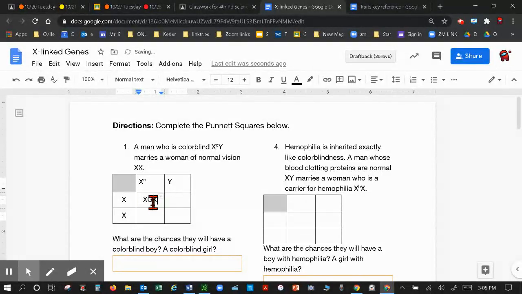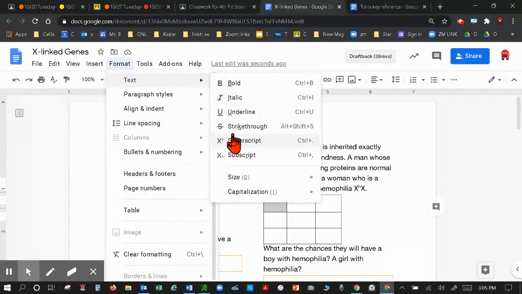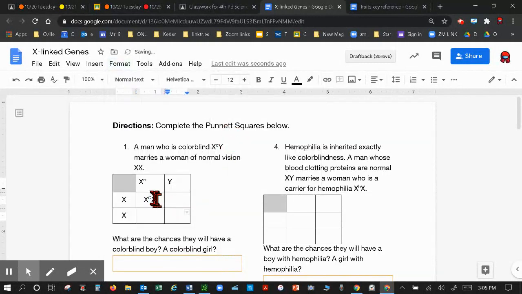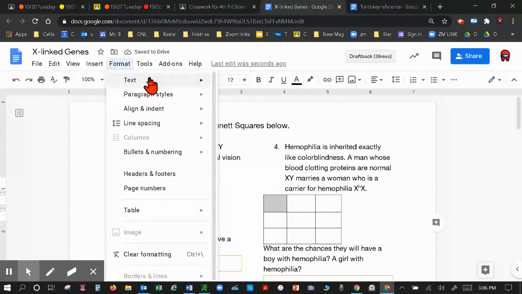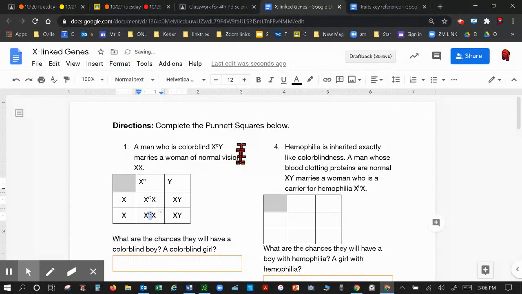And then I'm going to take this C, highlight it, go to Format, Text, Superscript, and there it is. I made it up there. I like to do that step last. It makes it easier. Now just finish your Punnett square. X, Y, X, C, X. I brought it down from the top up here. And then finally, X, Y. So here we have this. And then Format, Text, Superscript, and done.